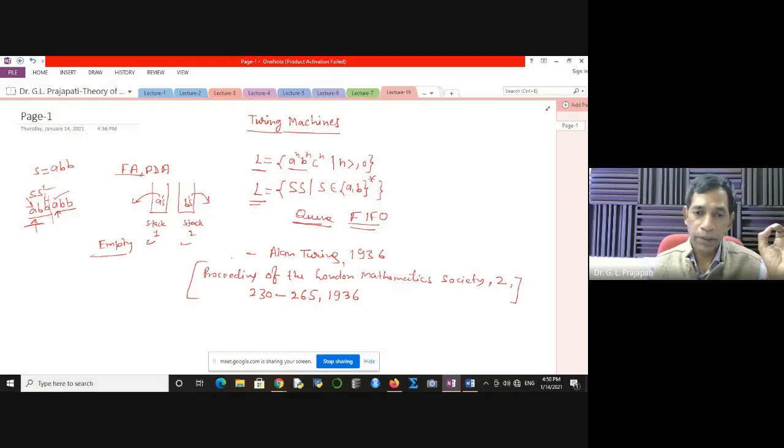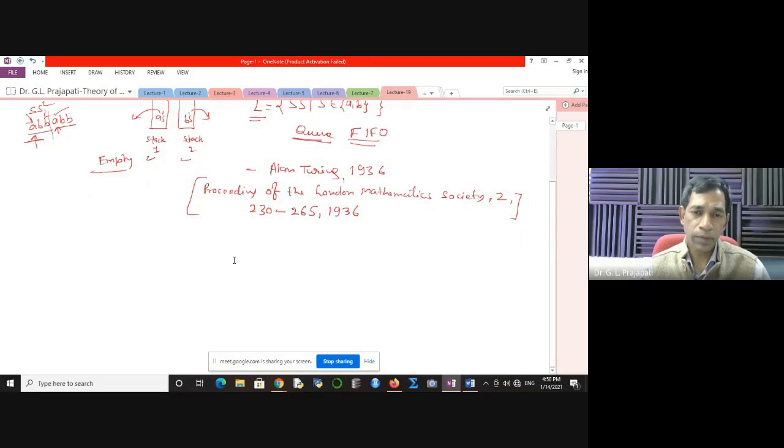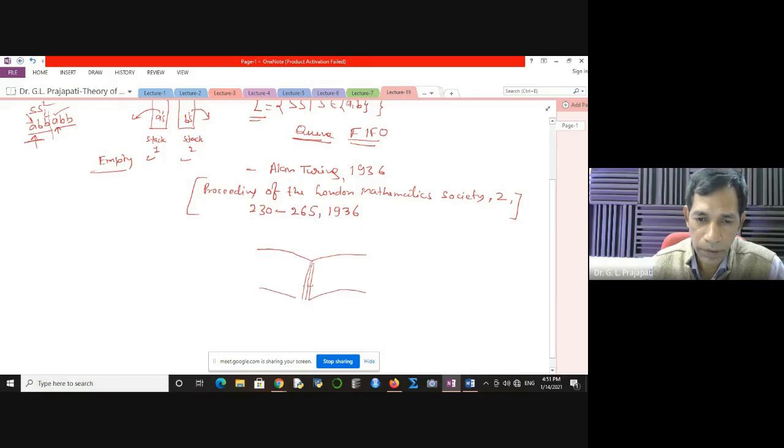Actually, Alan Turing thought about the human computer. How does a human being compute? A human computes working with pencil and paper. So we have the pencil and paper. Say we have the papers here, pages like this, pages of a notebook. These are the pages.